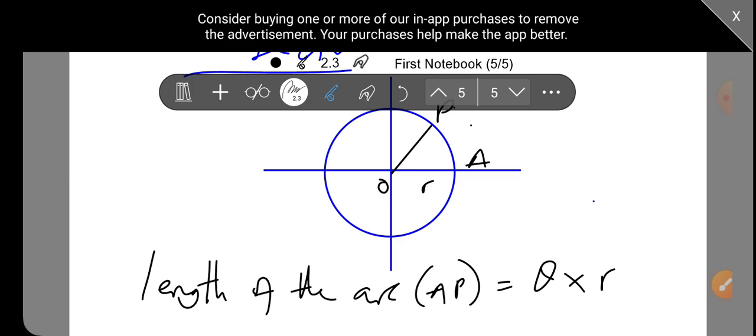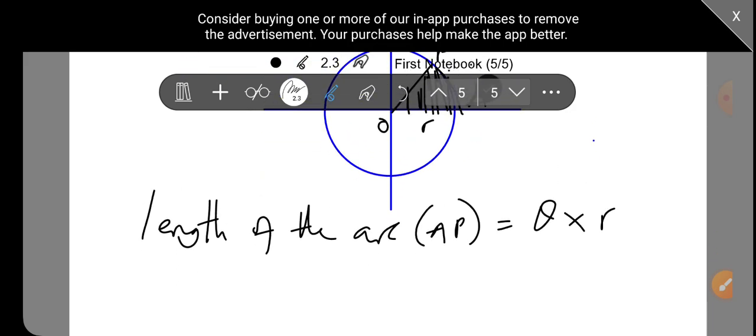Whilst the area of the sector, what's the sector? A sector is a region that is formed between two radiuses and the arc length. So two radiuses and the arc length. This is the arc length we're talking about, two radiuses in between. So that means we're talking about this area. Okay, that's now your sector.